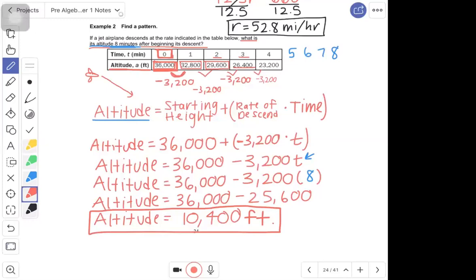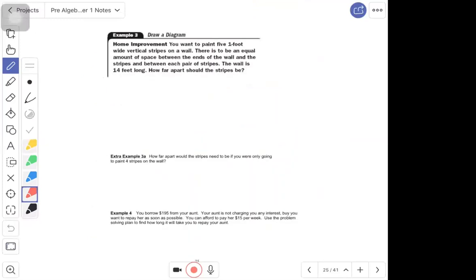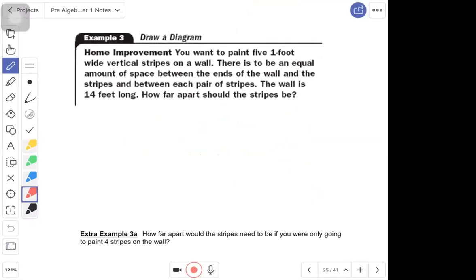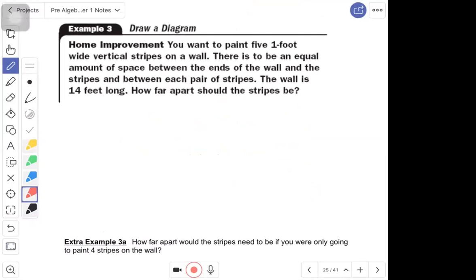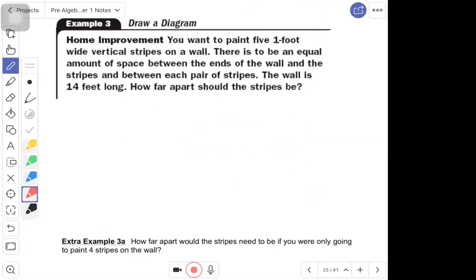All right, let's flip to the next page in your packet. So example number 3, they say draw a diagram. It's a home improvement problem. You want to paint 5 1-foot wide vertical stripes on a wall. There is to be an equal amount of space between the ends of the wall and the stripes and between each pair of stripes. The wall is 14 feet long. How far apart should the stripes be? So that's our problem. Now we want to reread this and highlight what's important.